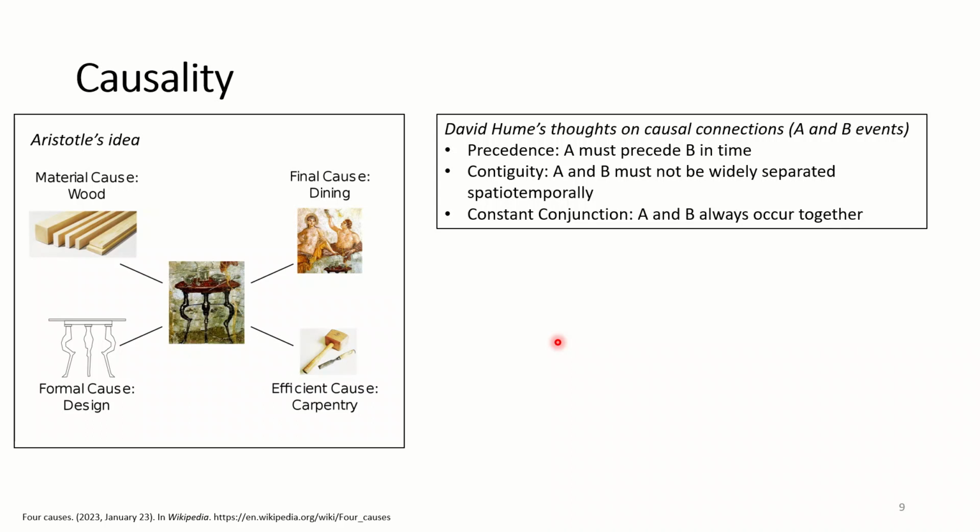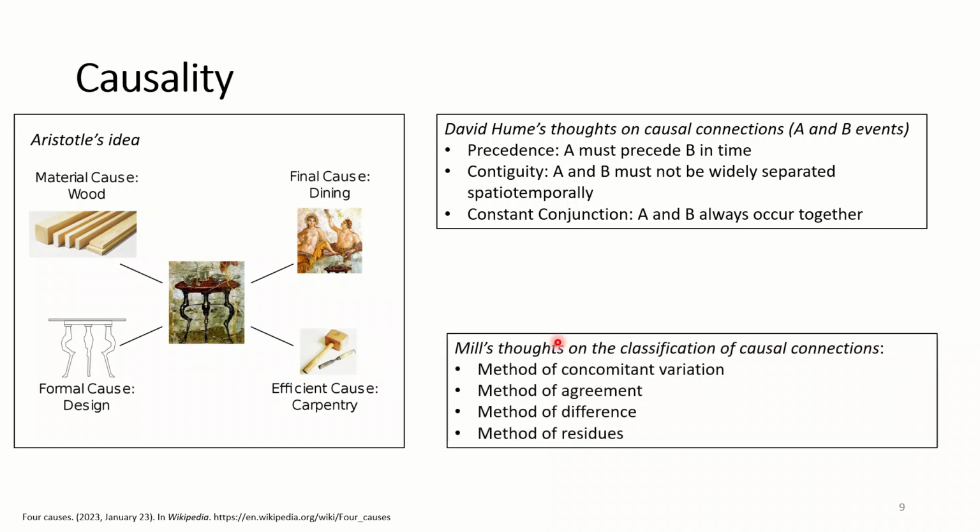Thanks. And also we had the law of constant conjunction, that A and B are always together. So these are something that are also debated a lot. And then we had John Stuart Mill's thoughts on classification of causal connections. So we had four methods of determining how they are causally connected. Practically, we will see how these methods are applicable in situations.